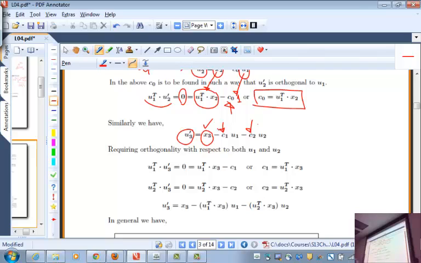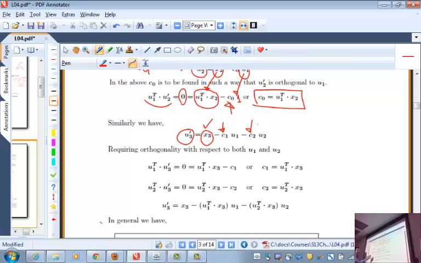So I'm subtracting from X3 that component that is aligning with the U1 direction, and I'm subtracting that component that is aligning in the U2 direction. Okay, so I need to find these two, means I need to have two conditions. But what are the two conditions? U3 is perpendicular to U1, and U3 is perpendicular to U2. So there are two conditions.